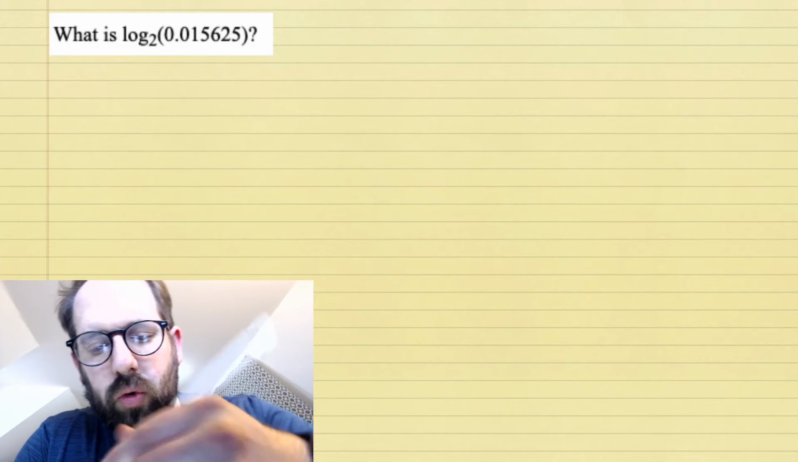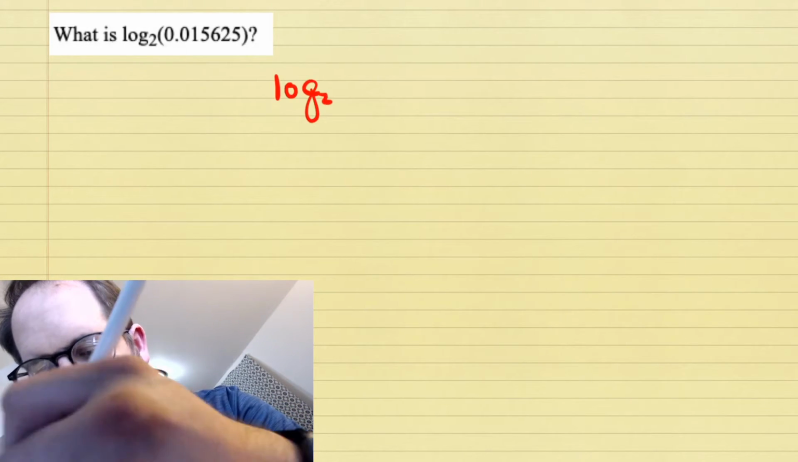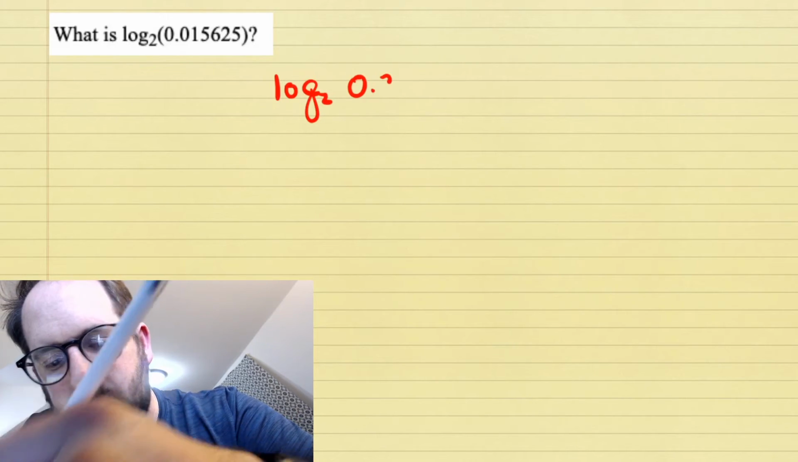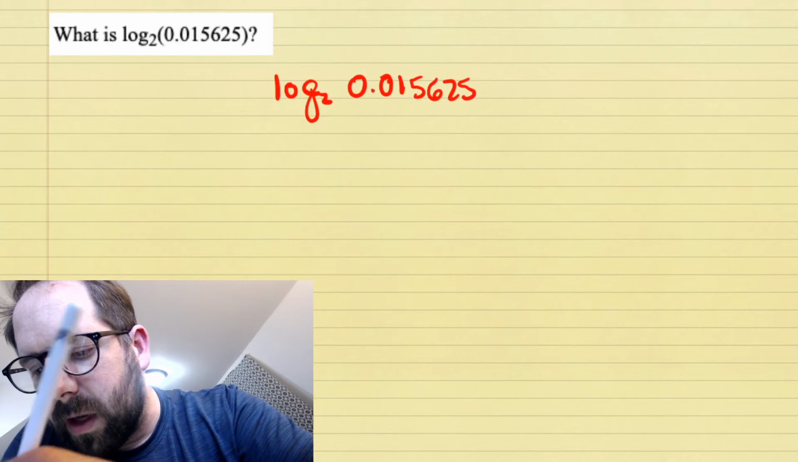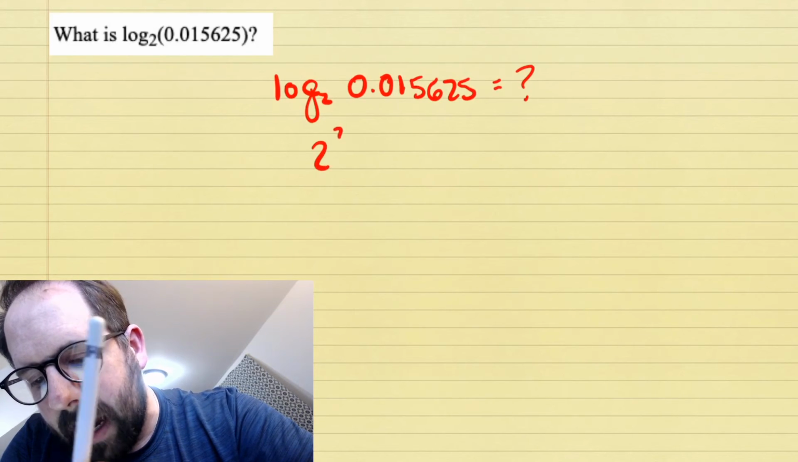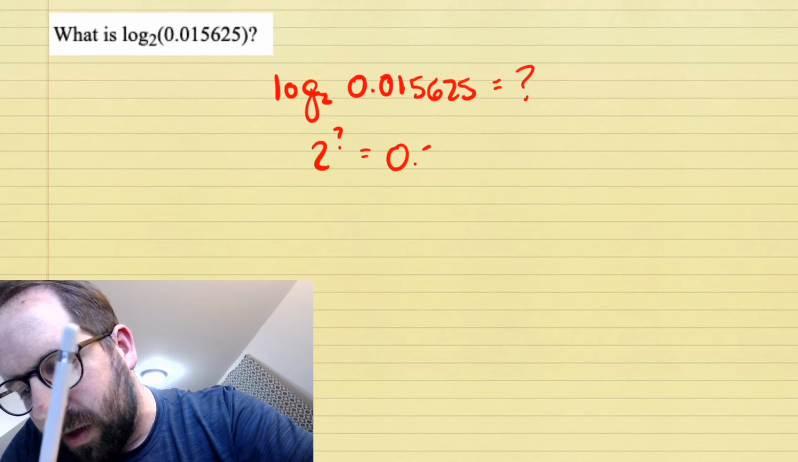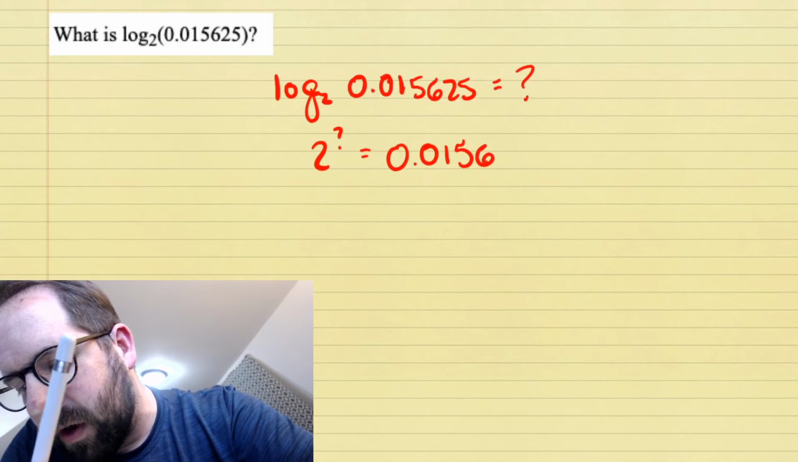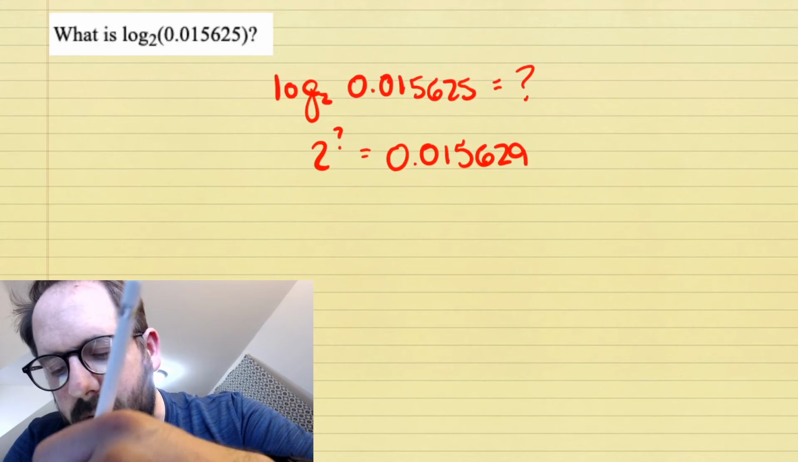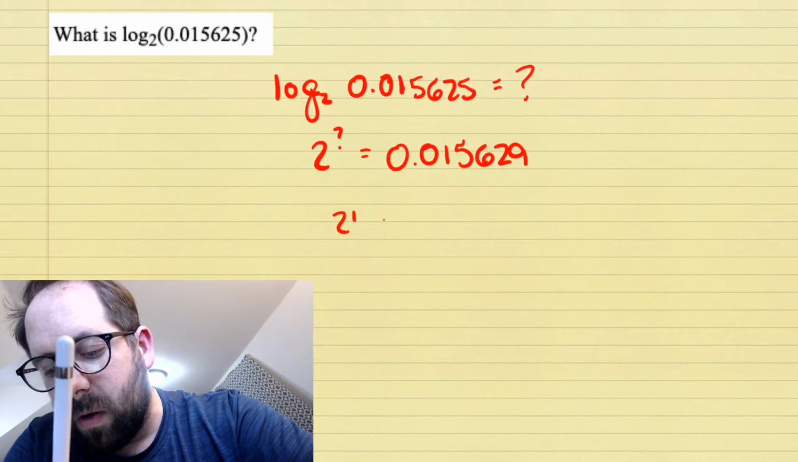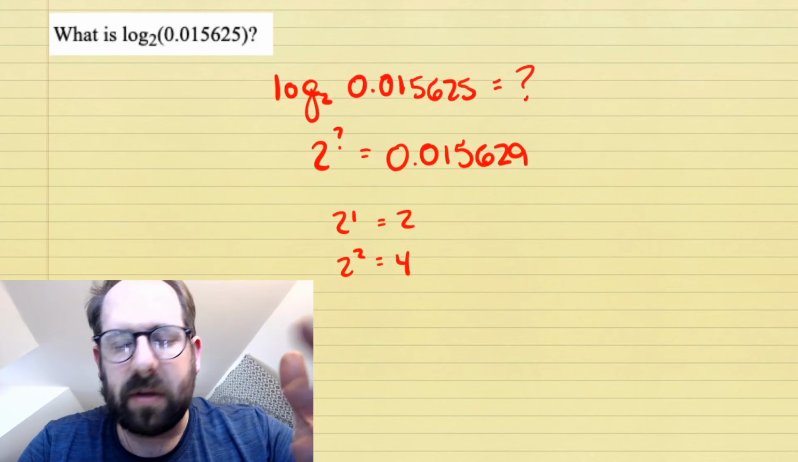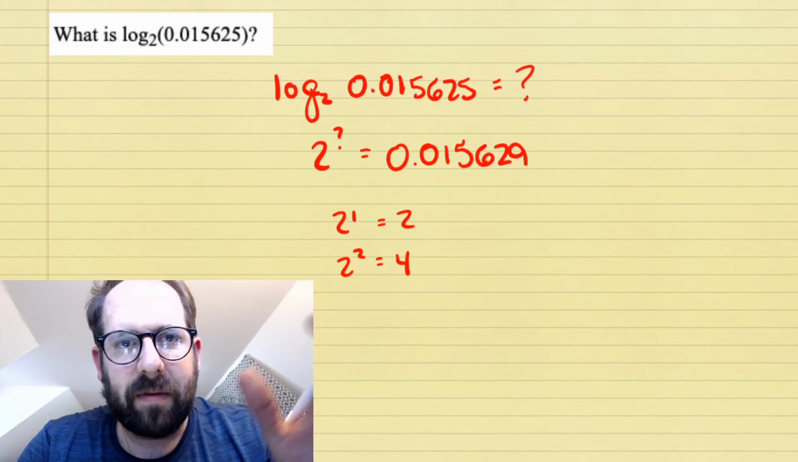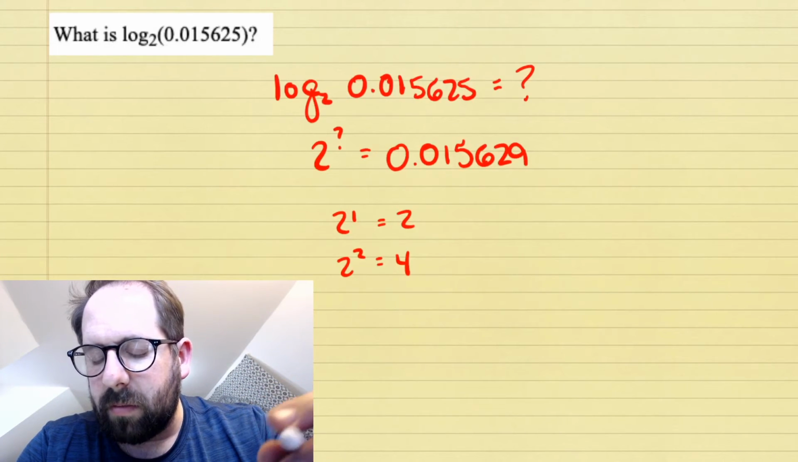Log base 2 of 0.015625. All right, and we want to get what this is equal to. So 2 to some power is equal to 0.015625. All right, so this is not going to be a pretty number, because again, just like before, 2 to the first power, that's 2. 2 to the second power is 4. So I can already tell it's got to be a decimal. So it's got to be some negative number or something like that.